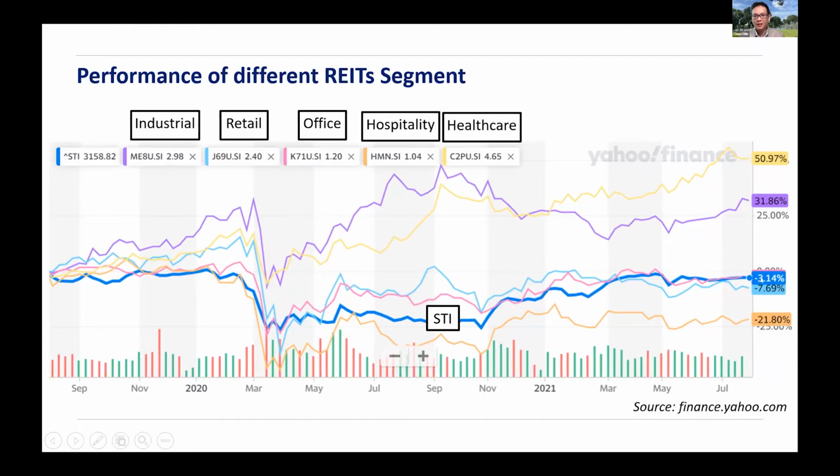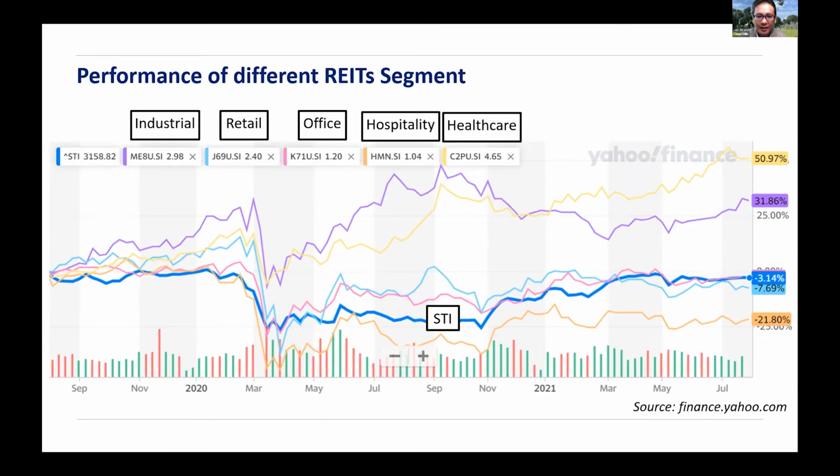This purple line is industrial REITs. Industrial REITs have performed very well, for obvious reasons, because the impact from COVID is very minimal. Industrial REITs are about e-commerce and warehouses. Obviously, they are not affected. During COVID, in fact, the warehouse business did a lot better. The trading still goes on.